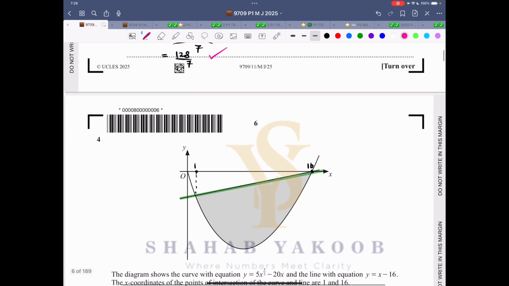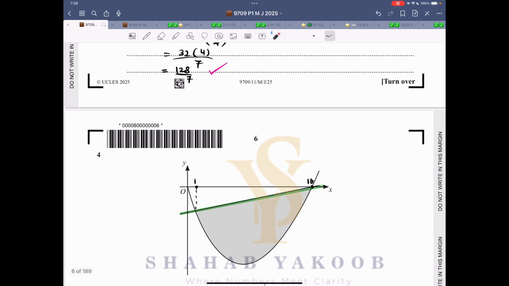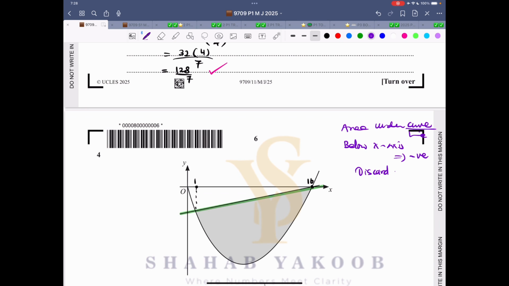Now let's look at this diagram first before we proceed. Now this looks like a traditional question of area under graph or maybe volume. So now first of all, the curve is below x-axis. So remember one thing that will be needed over here, that is area under curve or line below x-axis. It will come out to be negative. So for area, discard negative sign.